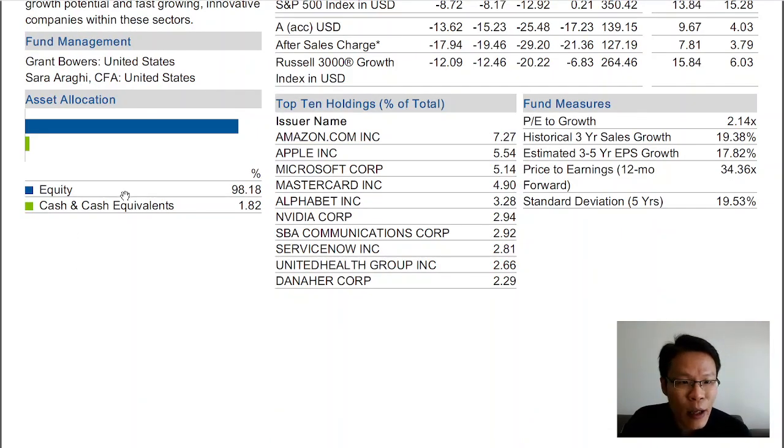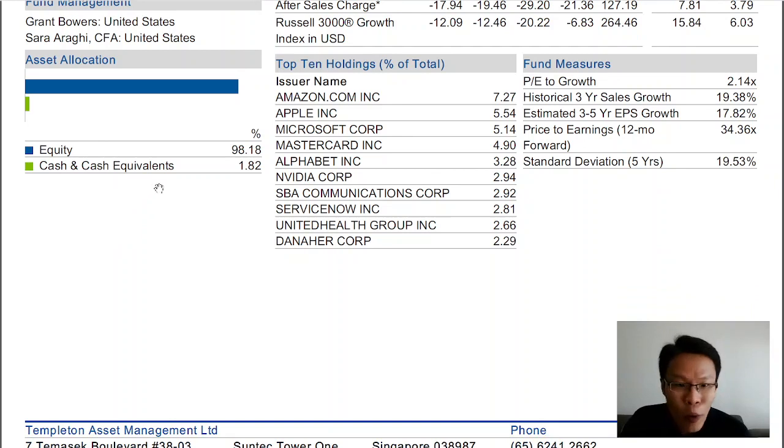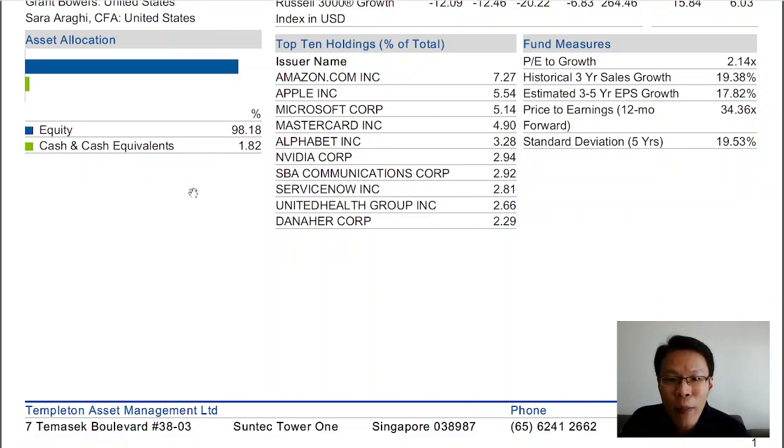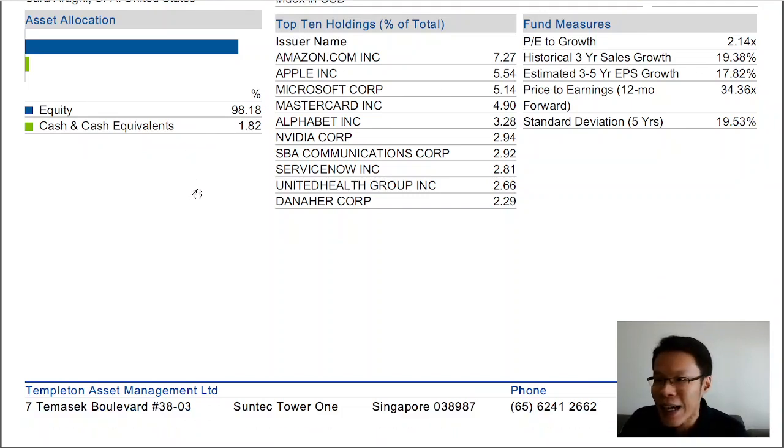For the asset allocation, you can see over here, almost all the asset class is invested in equities. So you can see 98.18% is invested in pure equities and a cash portion of 1.82%. Okay, top 10 holdings should give you a very clear idea on what are the top companies the fund invests in. So as you can see over here, I think the names themselves are actually very big names. So Amazon, Apple, Microsoft, MasterCard, Alphabet, Nvidia, so on and so forth.